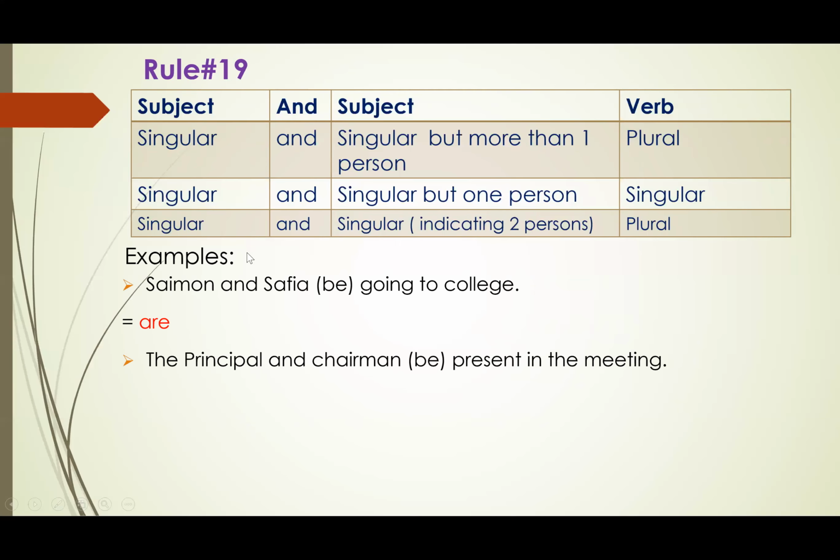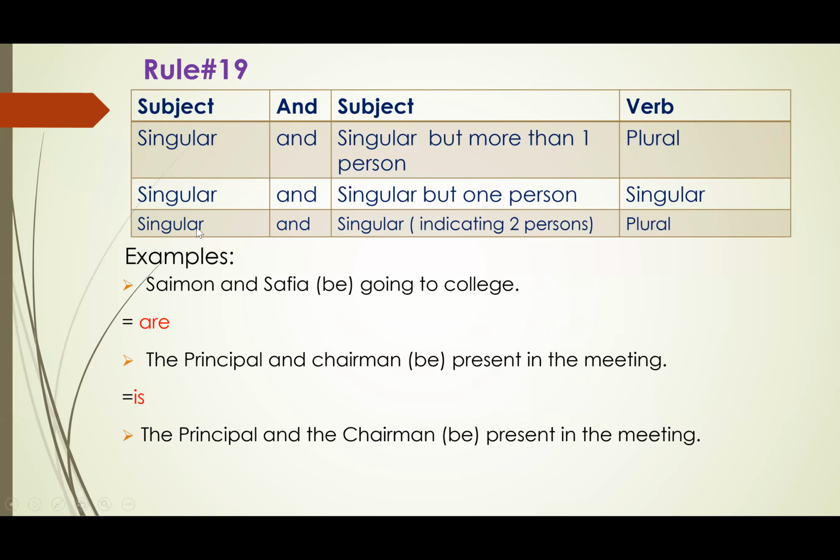Next one is the principal and chairman be present in the meeting. Singular and singular, but one person. So when you get only one usage of the before the designation, you have to understand that it is one person. So that's why we will use singular verb like is or was.